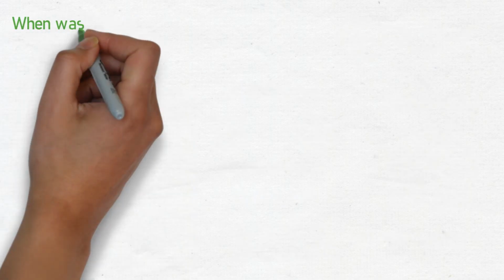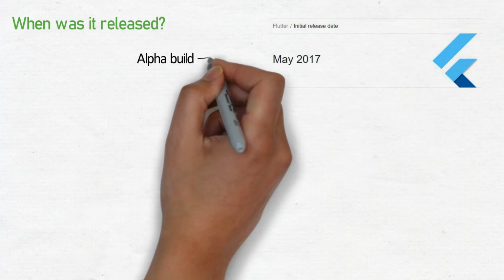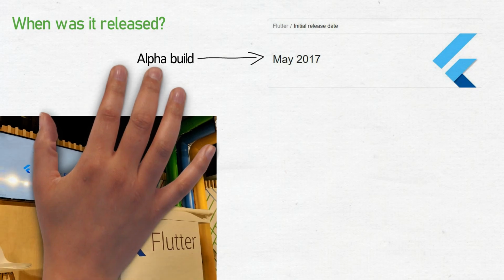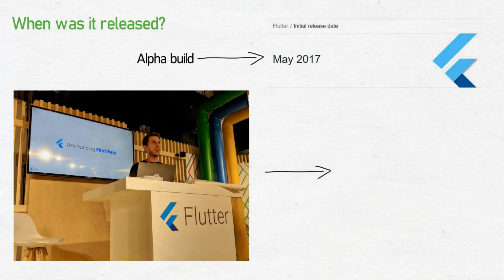When was it released? Flutter was first revealed in Google I/O 2017 as an alpha build. Then in Mobile World Congress 2018, the first beta version was revealed.